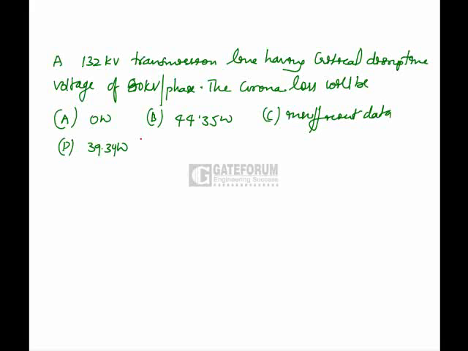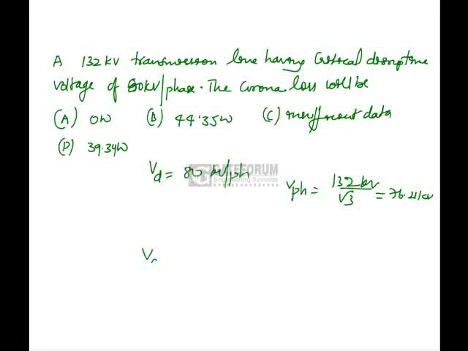A 132 kilovolts transmission line having critical disruptive voltage VD equal to 80 kilovolts per phase. Okay, V phase is equal to, he has given 132 kilovolts as line, so 132 kilovolts by root 3, this is 76.21 kilovolts. Okay, now VD is greater than V phase. We know that corona loss PC is directly proportional to (V phase minus VD) whole square.